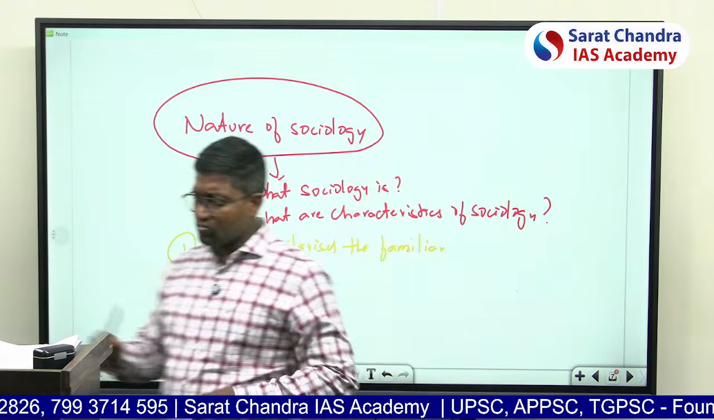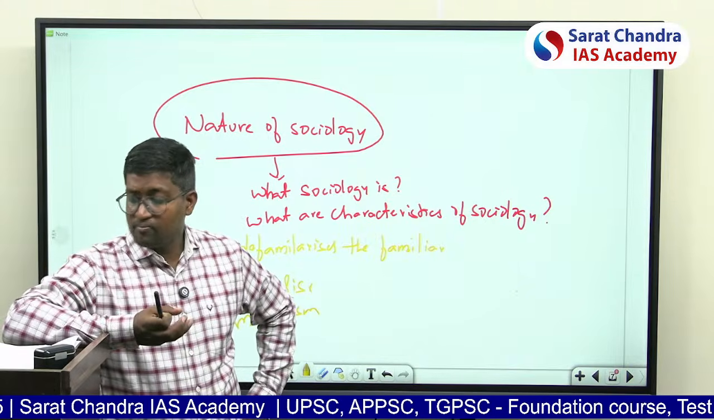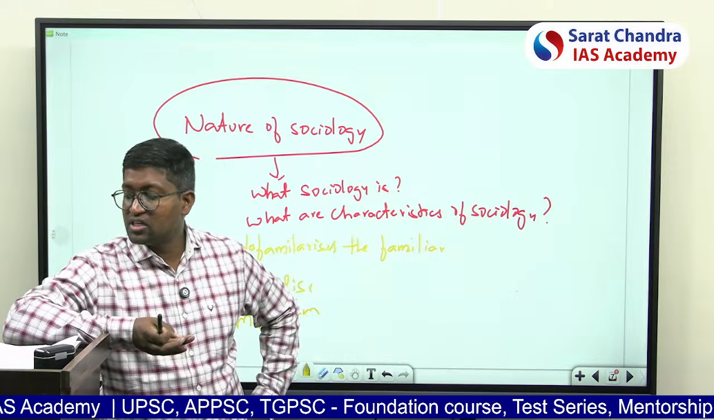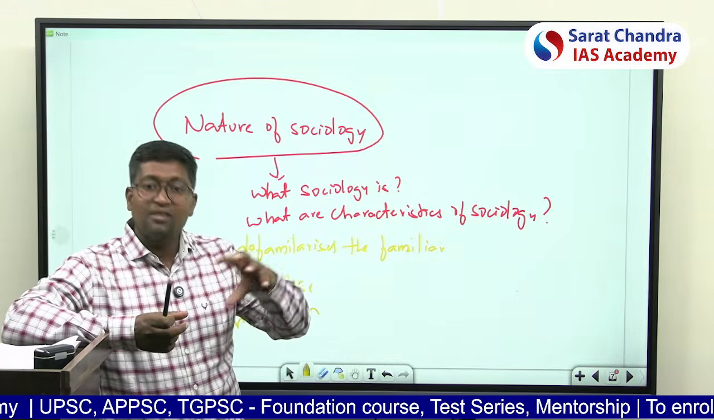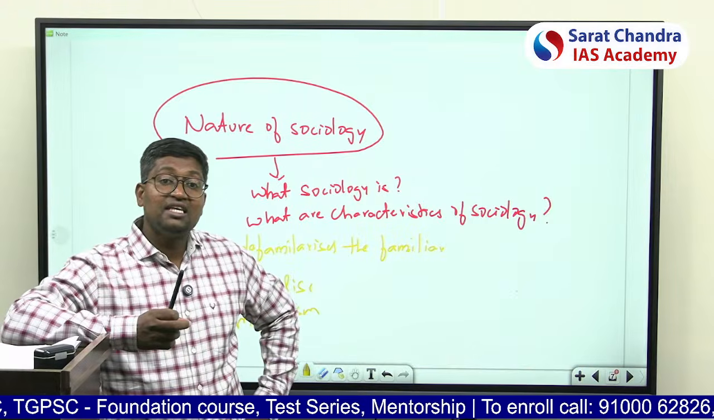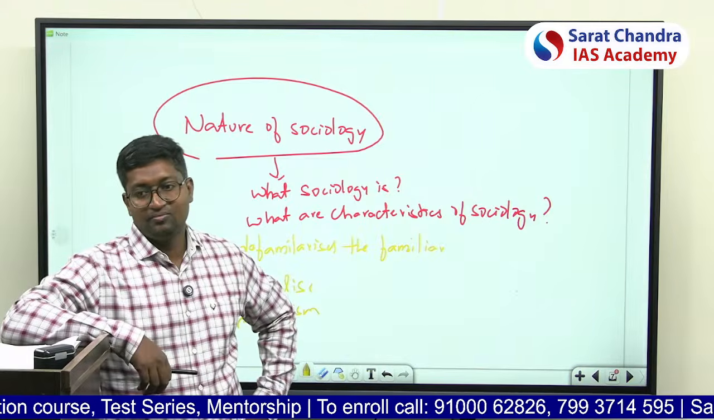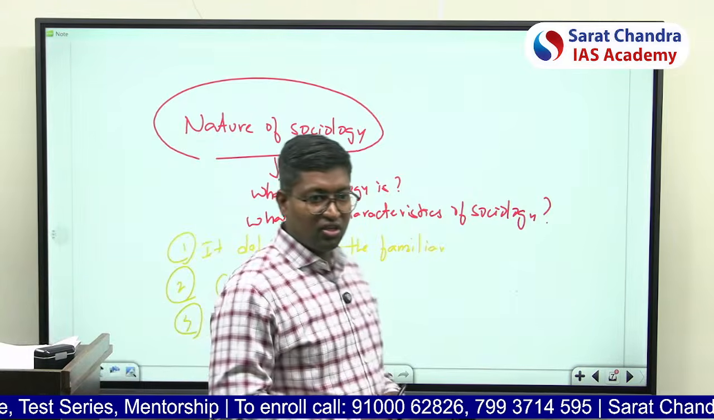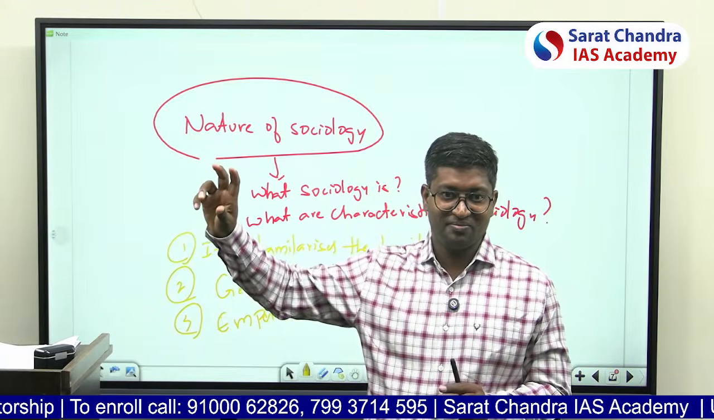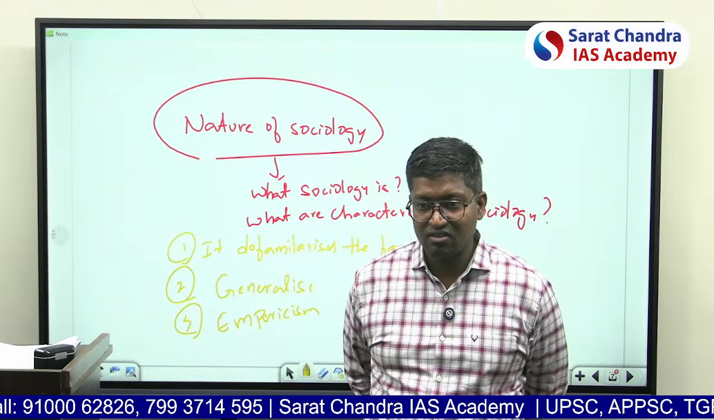Next, sociology is abstract, not concrete. Means what is abstract? It will find some patterns, it will generalize that. And sociology is a social science. Sociology is not a natural science. Now you understood. Now you got clarity about the person called sociology by figuring out the characteristics of that person.